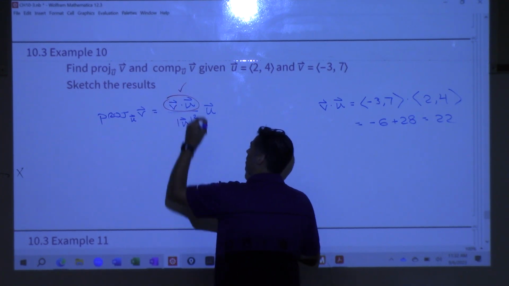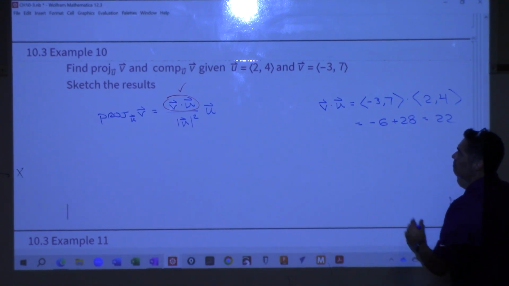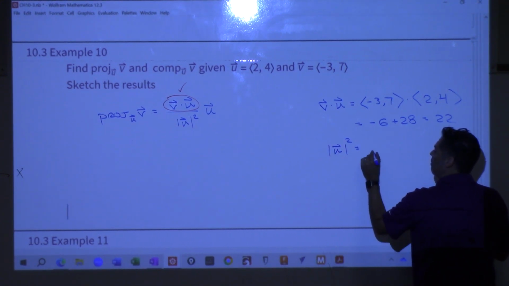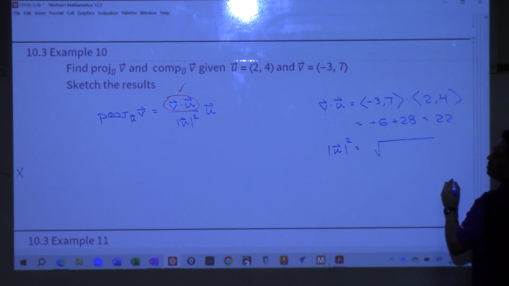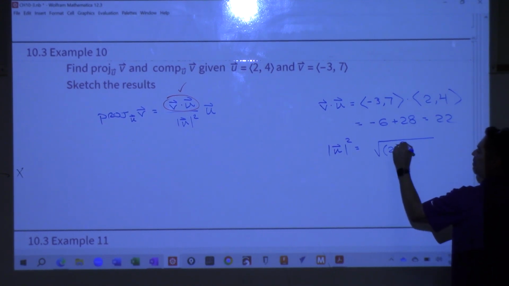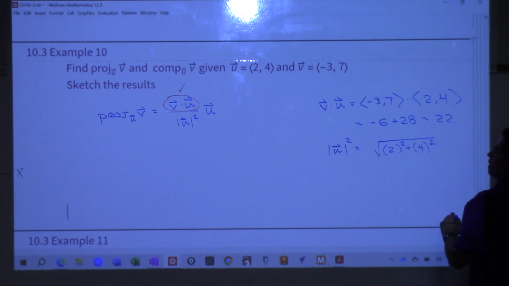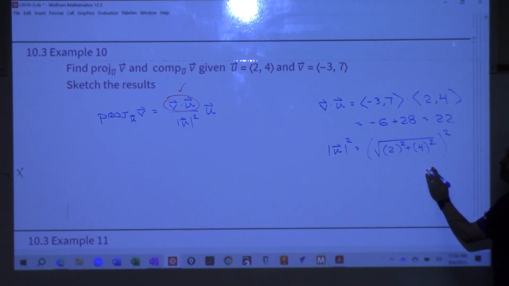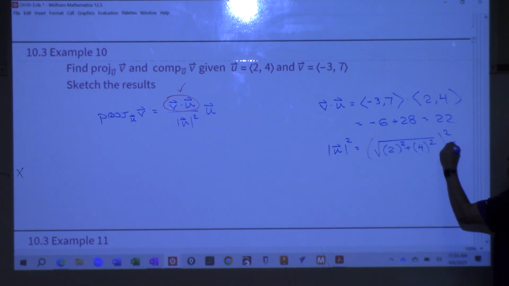Got it? Okay, the magnitude of u squared. All right, well, the magnitude of u is the square root of the sum of the components squared, right? And then I'm going to square that because I want the magnitude squared. So 4, 16, 20. Is that just 20? I think that's just 20. Yeah, because it's squared, right? All right, 20. We got the bottom. Good.